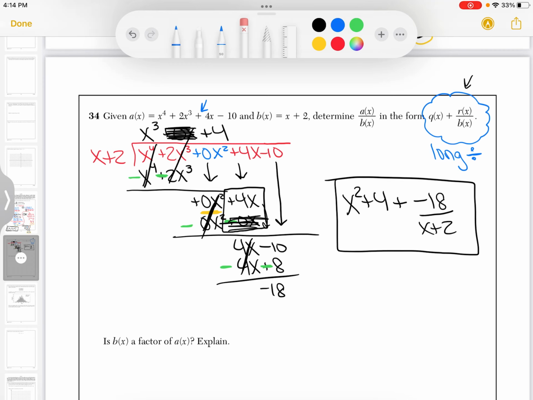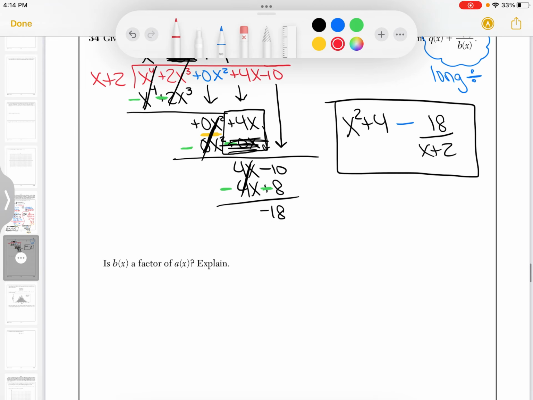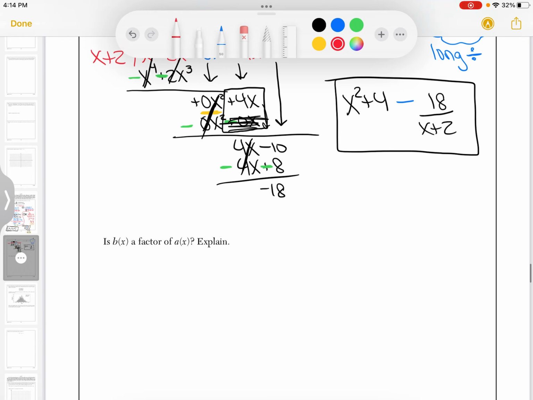One other little tiny tip, if you wanted to do this, because it's plus and negative, you could just put a minus here. Either answer would be correct. Oh, we did not finish this question. There's a part B. It says, is b of x a factor of a of x? Remember, to be a factor, it means it goes into the function evenly or perfectly with no remainder. So this one, because it had a remainder of negative 18, it is not a factor.